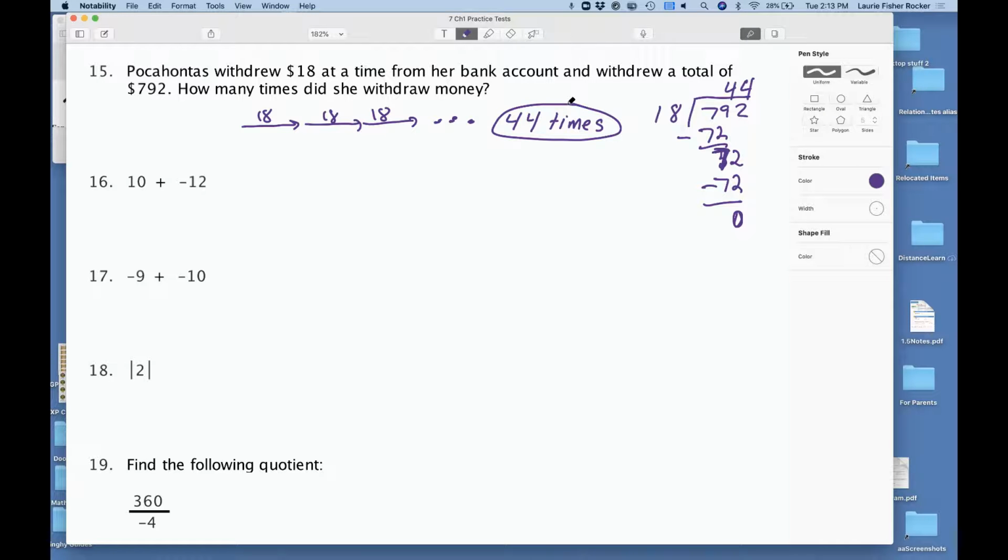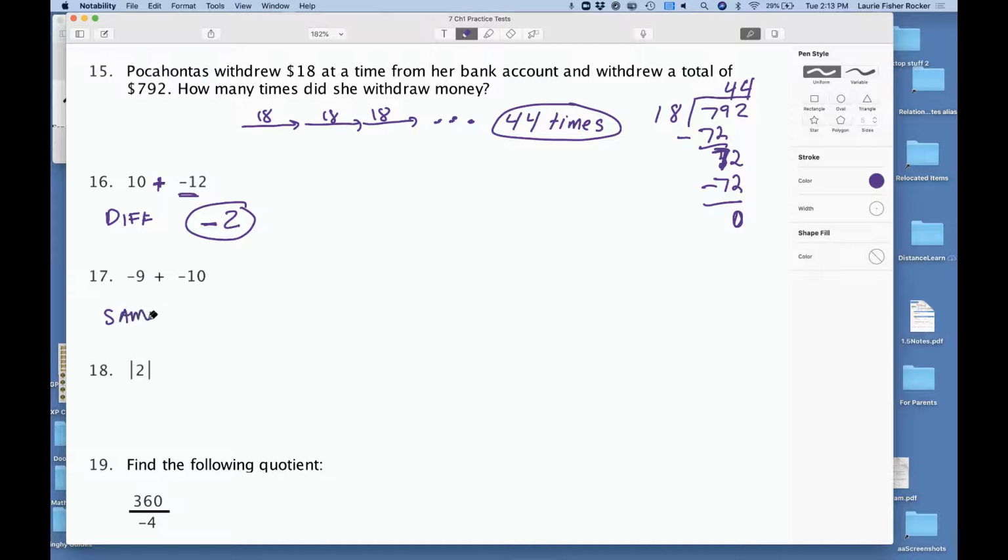All right, so now we're back to some of the basics. So 10 plus a negative 12, so no 2 marks. And they're different signs, so we find the difference. So 12 minus 10 is 2, and we had more negatives. So this one is more, so it's going to be negative 2.